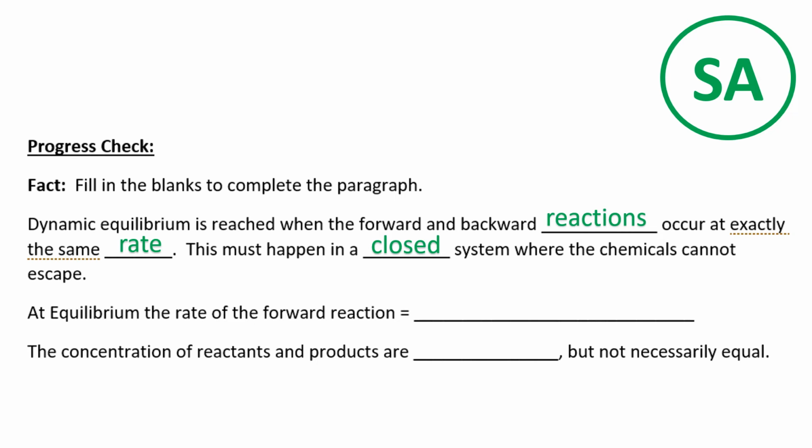At equilibrium, the rate of the forward reaction equals the rate of the backward reaction. They are equal. The concentration of reactants and products are constant, but not necessarily equal. And this was the idea I was showing on the last slide about those beakers having different amounts in. If they started off with one having more than the other, it will remain that that same one has more than the other. So it's a constant amount, but it doesn't necessarily mean they have the same amount.